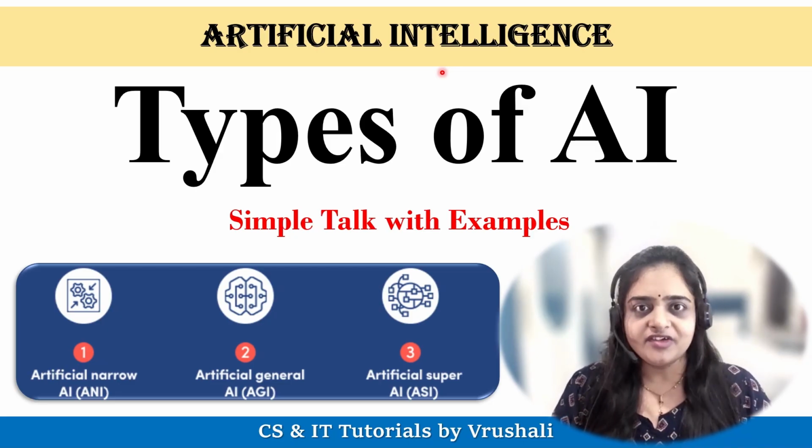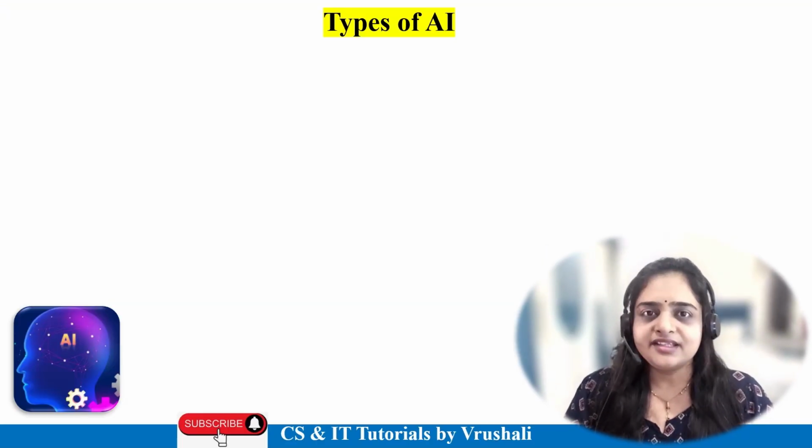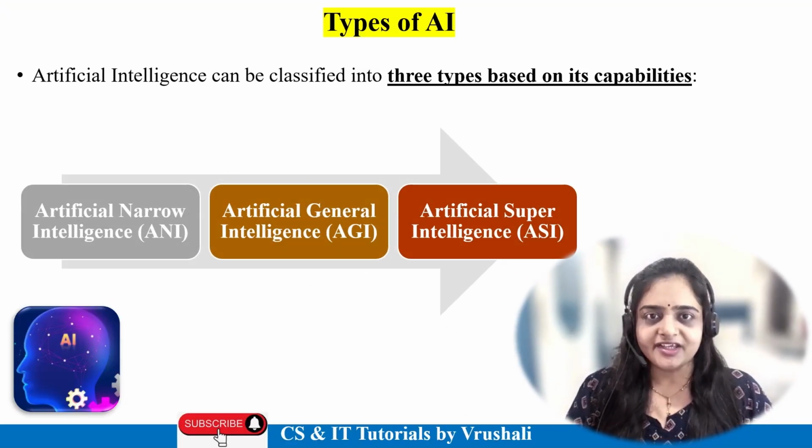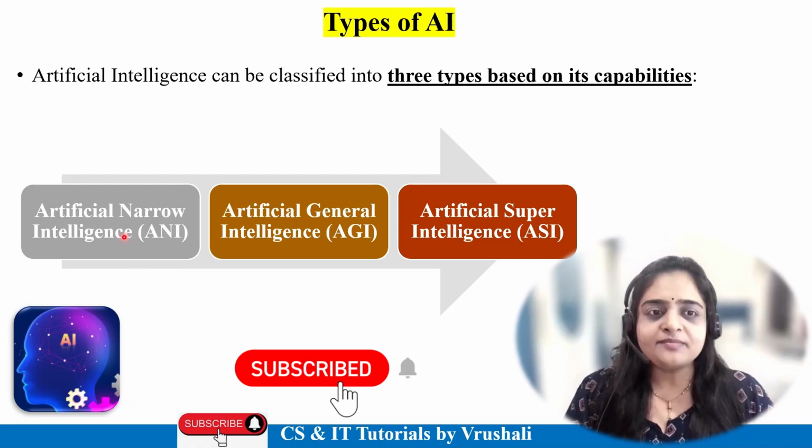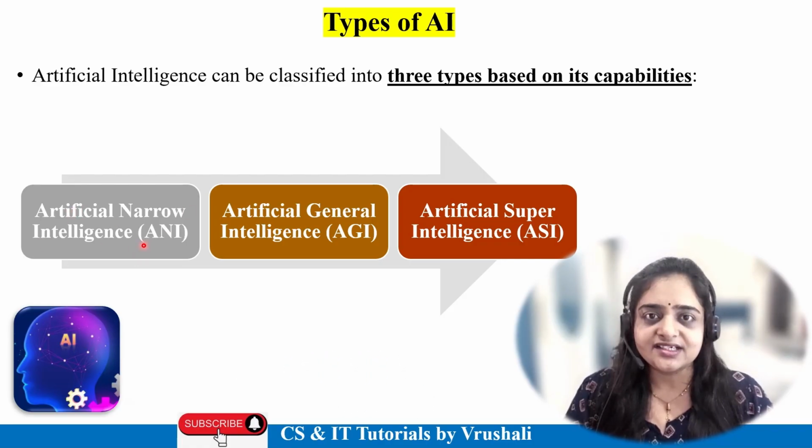Now, in today's session, we will discuss the next most important topic, that is types of AI. Let's start the session. There are a total of 3 types of AI, and these types are based on their capabilities. The first type is artificial narrow intelligence, also called narrow AI. The second type is artificial general intelligence, also called general AI. And the third one is artificial super intelligence, called super AI. So narrow AI, general AI and super AI are the 3 types of AI.